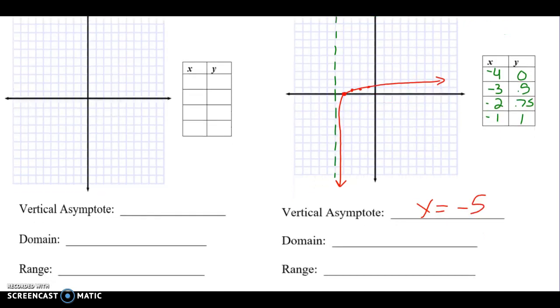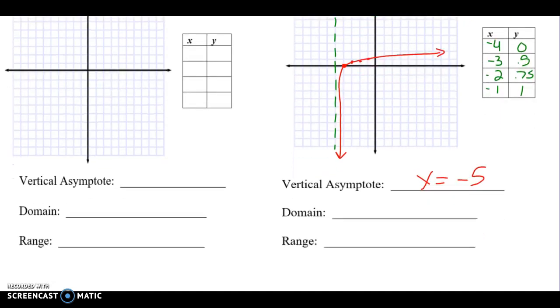What is the domain? Domain is left and right. What's it approaching? Parentheses negative 5, to infinity. And the range is always going to be all real numbers because it goes up and down forever.